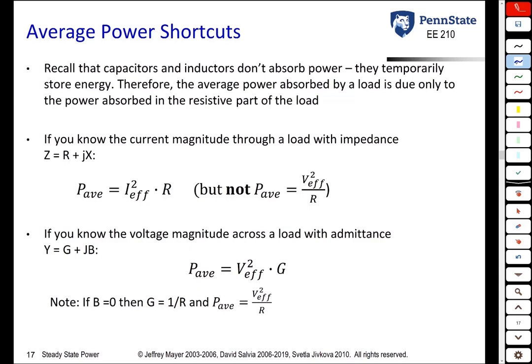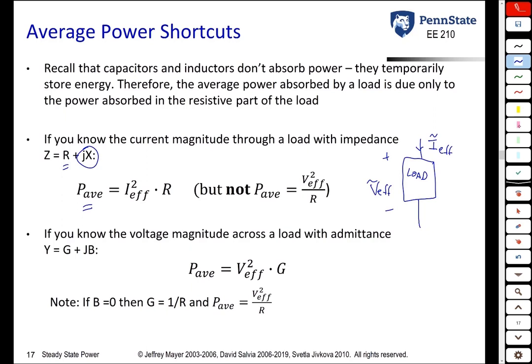Therefore, when calculating the average power absorbed by a load, you know that it's due only to the power absorbed by a resistor. So suppose you have a load here, and once again, this is a load that could consist of capacitors, inductors, and resistors. Suppose you know the voltage across it, and you know the current through it. What we know is that this part of the load is not going to absorb any power. It's only absorbed by this part. So you can use the standard equation I effective squared times R to get the average power.